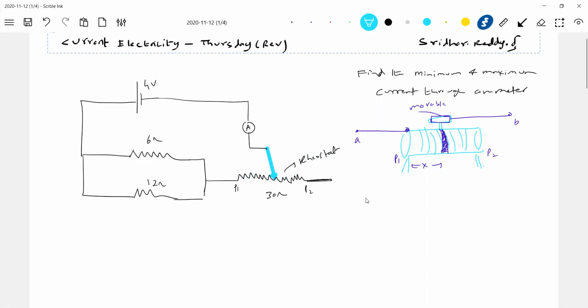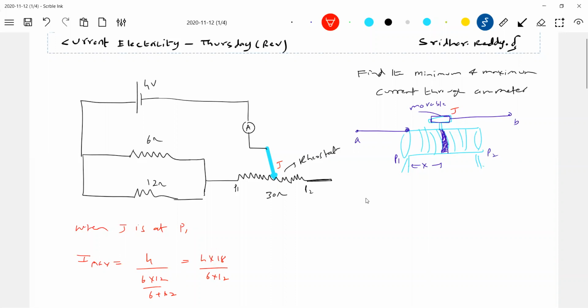What is the minimum? When the arrow is at the left point, that will be minimum. So instead of drawing the circuit, let me put it here. When the arrow is at P1, I'll write this as J, and J is at P1. Then what is the effective resistance? 6 ohm parallel to 12 ohm, and we'll get a current. Shall we go for the maximum? That is 4 divided by (6 into 12 by 6 plus 12), which is 4 into 18 by 6 into 12.